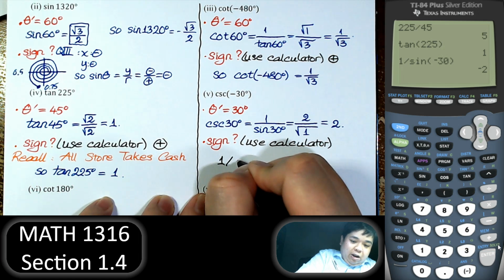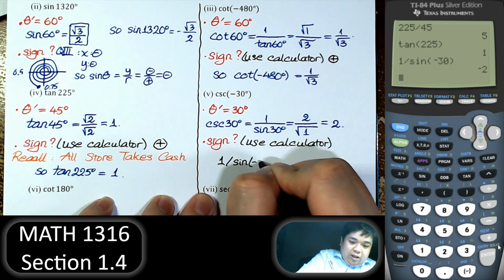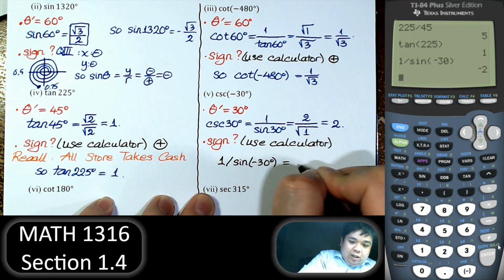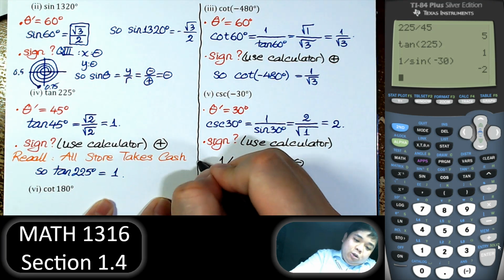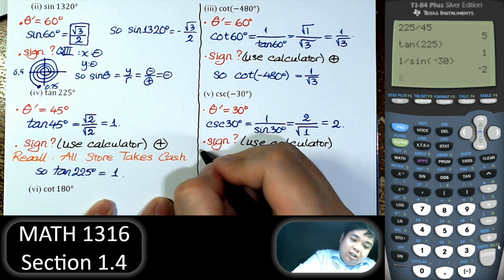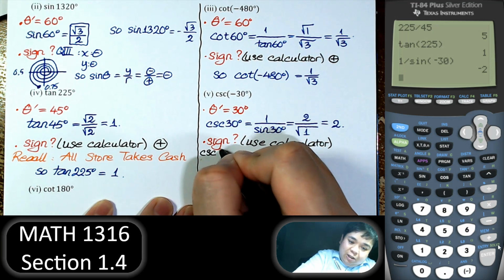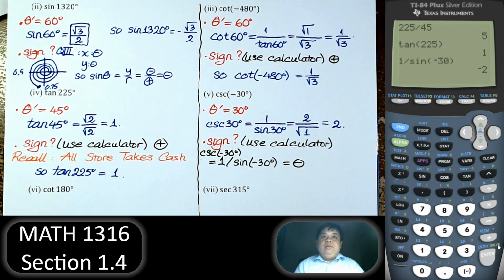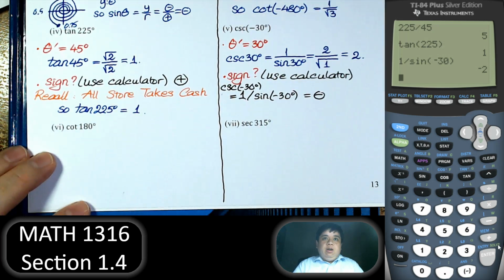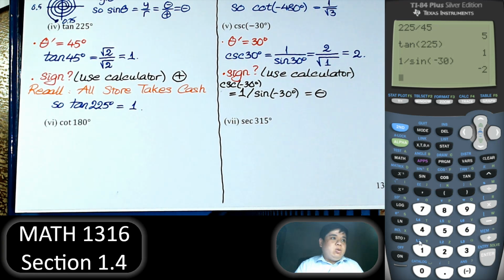One divided by sine of negative 30 degrees is negative. Yeah, because we cannot type cosecant. We have to use the reciprocal function. Right, cotangent of 180. So what is 180? Well, 180 is divisible by 90, which is 2. So we cannot use the hand trick.